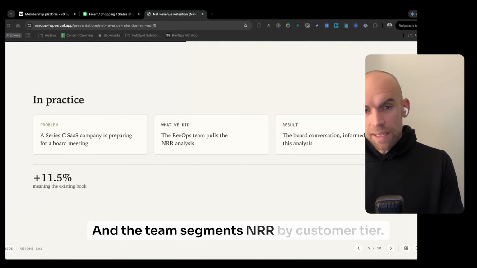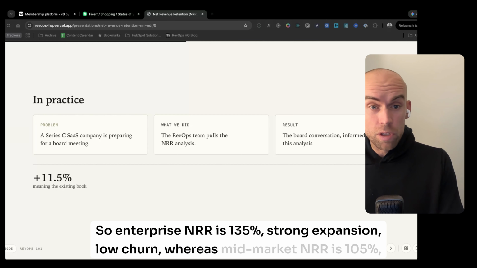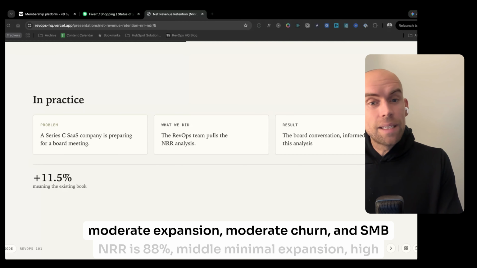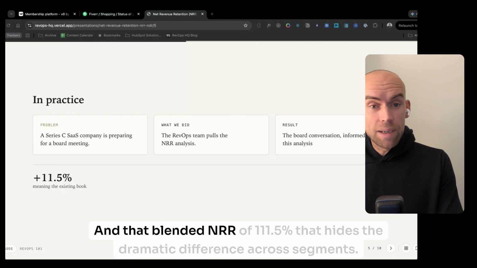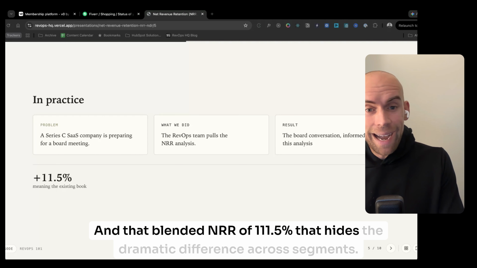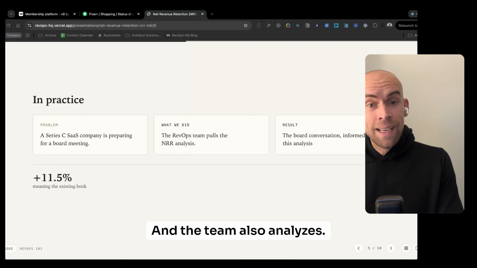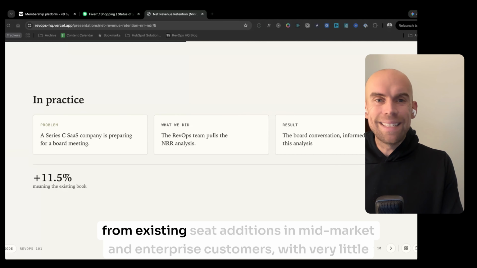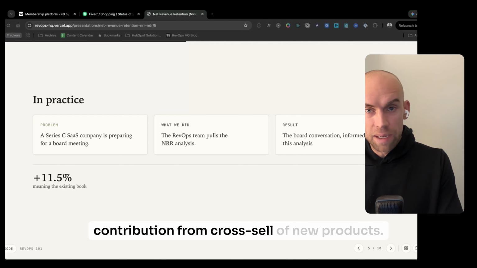And the team segments NRR by customer tier. So enterprise NRR is 135%, strong expansion, low churn, whereas mid-market NRR is 105%, moderate expansion, moderate churn, and SMB NRR is 88%, minimal expansion, high churn. And that blended NRR of 111.5% hides the dramatic difference across segments. The team also analyzes the expansion drivers, and they find that 80% of expansion is coming from existing seat additions in mid-market and enterprise customers, with very little contribution from cross-sell of new products.